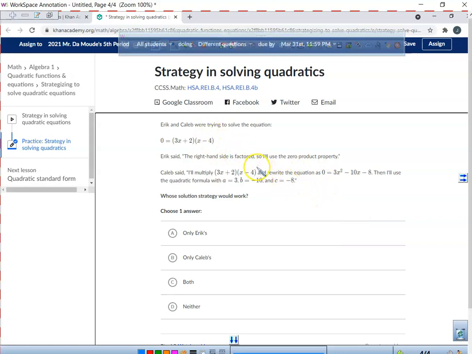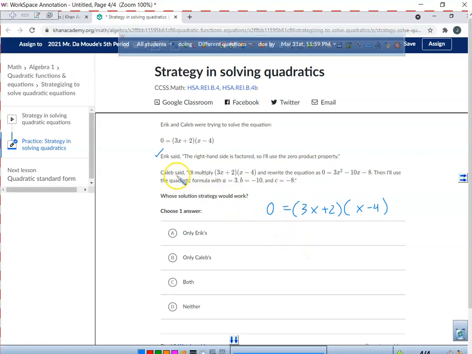Or body parts falling. All right, so right now, Eric and Caleb, here we go. Ready? 0 equals. I feel something's going to be promising on this one. Why do I think something's going to be promising? Because what did this factor form set equal to? 0. So I feel pretty good about this. All right. So Eric says the right hand side is factored, so I'll use the zero product property. You're right, Eric. Good job. Okay. I'm not going to solve it. I'm just saying that's a viable solution.